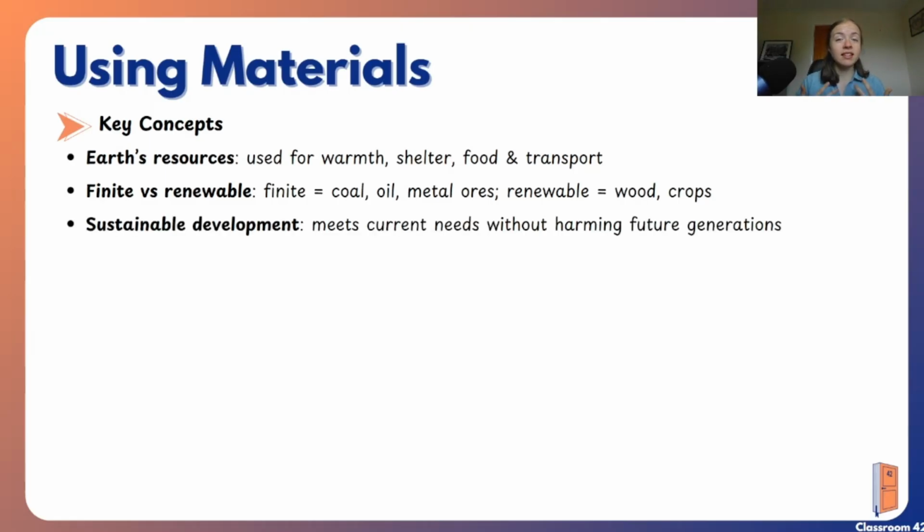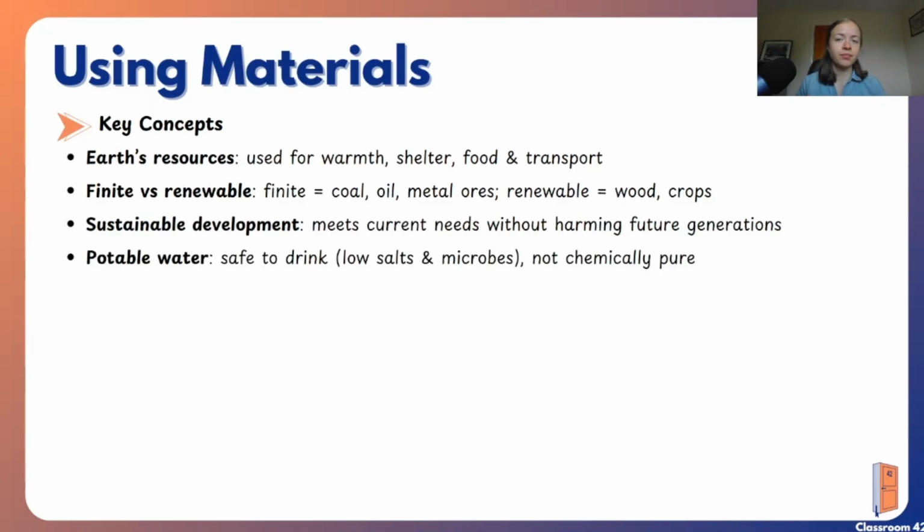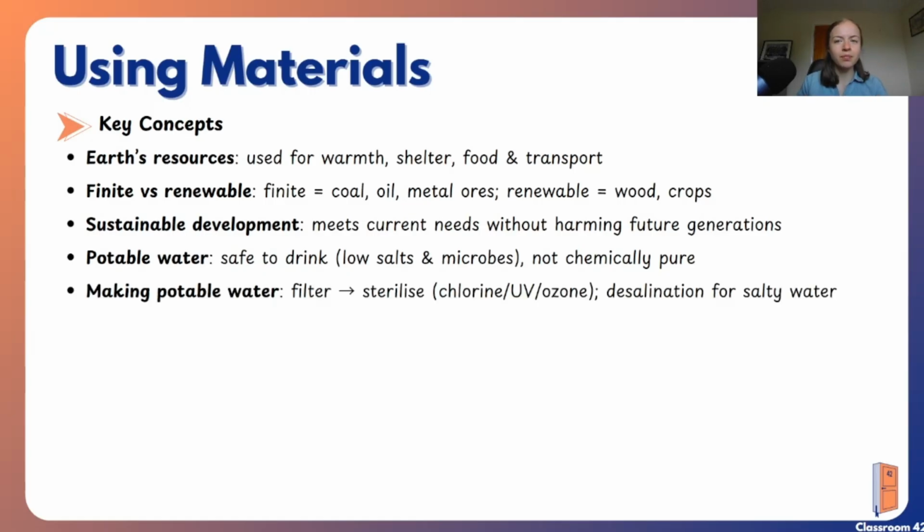Sustainable development is the idea that we are using materials to meet our current needs without harming future generations. And one of the other key concepts in using materials is the use of water. So potable water is water that is safe to drink, so it's low in salts or microbes, and it's not chemically pure. And we can make potable water using filters, sterilising it using chlorine, UV light or ozone, and we could also be desalinating salty water in order to make potable water in different regions of the world.